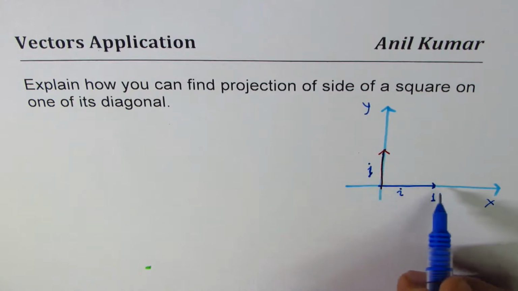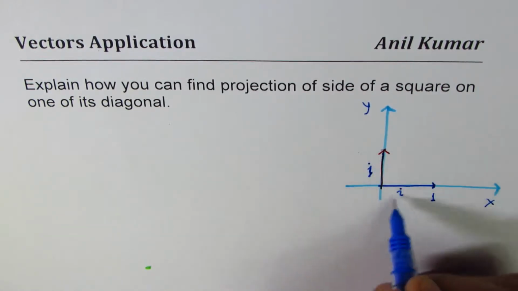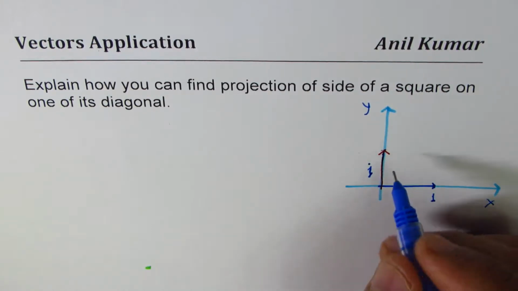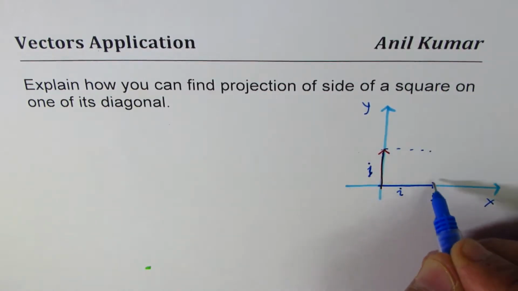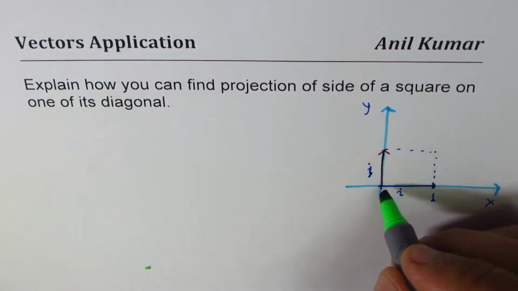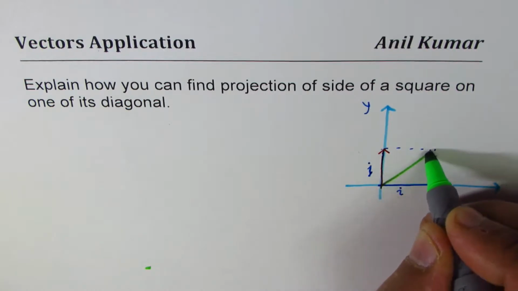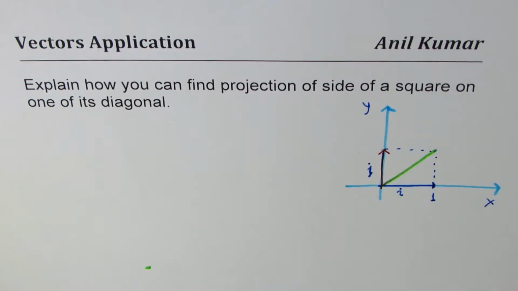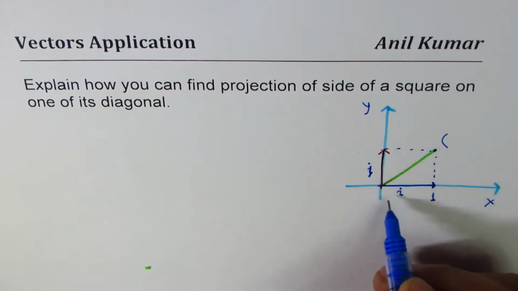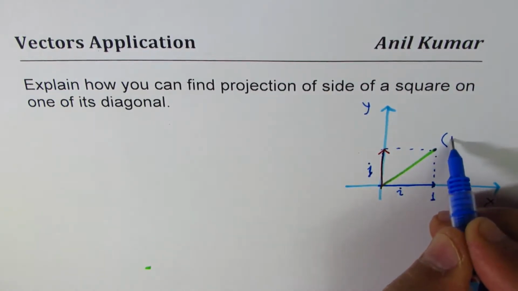So the sides are along x and y, and therefore we can complete this square, and the diagonal means line joining the opposite end, that is from here to there, right? That's the diagonal. Now what are the coordinates of this point? So coordinates of this point is 1, 1, correct?